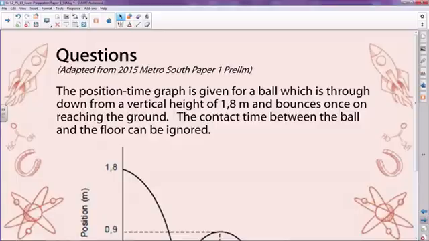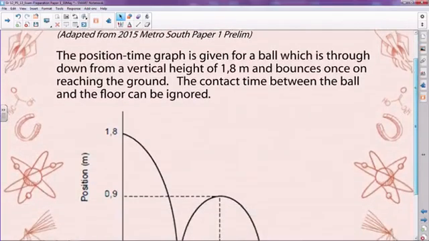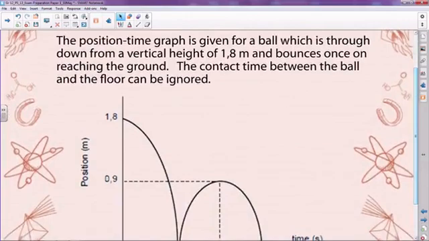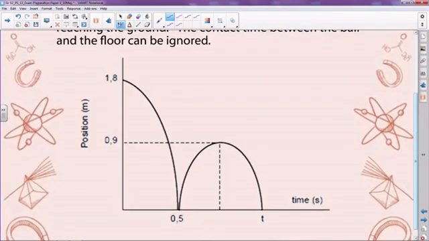First one is a question which we've adapted from a prelim paper from last year from the Metro South, that's in the Western Cape. The position time graph is given for a ball which is thrown, so that actually should be over here. Oops, no, over here. Sorry, that's just a bit of a typo, my fault. The ball is thrown down from a vertical height of 1,8 meters and bounces once on reaching the ground. Contact time between the ball and the floor can be ignored. So there's the position time graph. It's a really easy one.